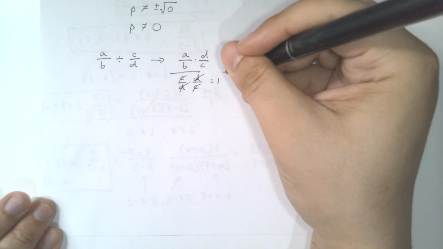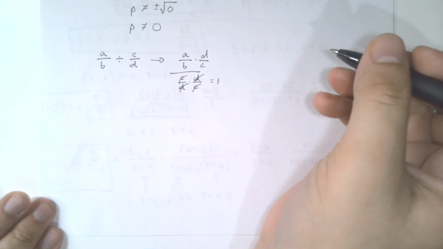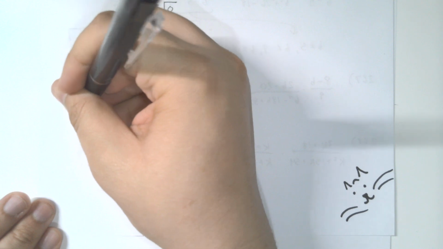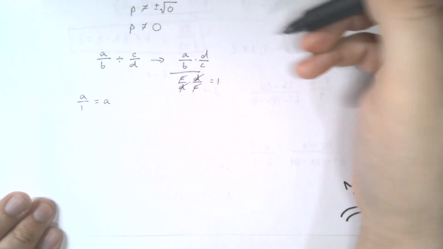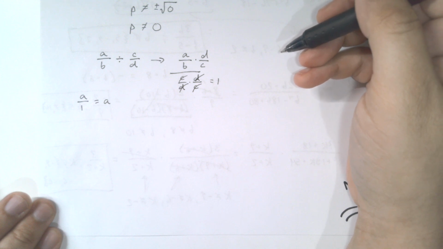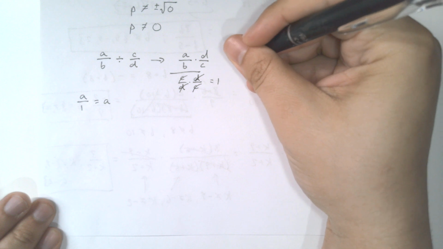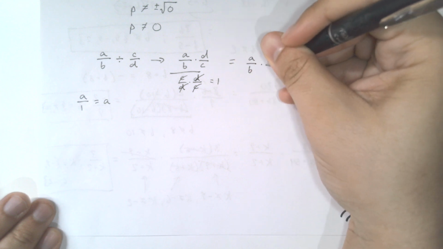And dividing by 1 means that we have whatever it is that we are working with in the numerator. So if we have anything divided by 1, it is equal to whatever that thing was. So anything divided by 1 is itself. And since we're dividing by 1 down here, really this is just equal to a over b times d over c.